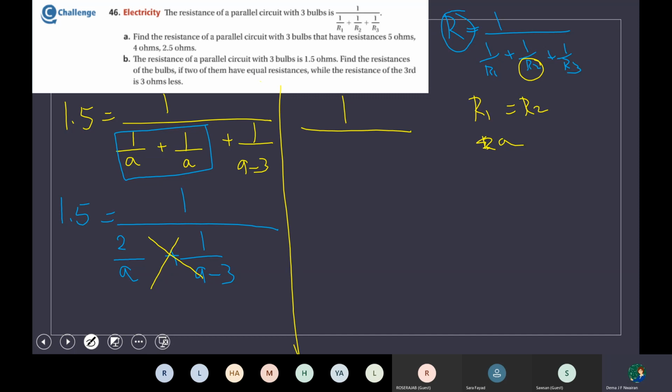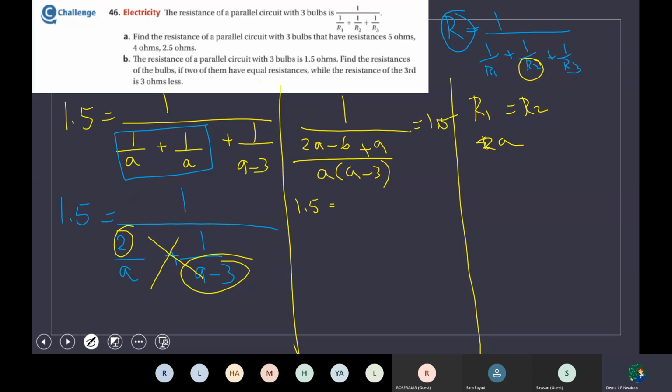So after that, here we have 1 over these 2 now. So it will be 1, now let's do the butterfly way, which is 2 times A minus 6, because I multiply 2 with A minus 3, plus A over A times A minus 3, which equal to 1.5. Then 1.5 equal. Now we say also that 1 over A over B is B over A. It's the reciprocal. So what is the reciprocal here? It will be A times A minus 3 over 2A plus A is 3A minus 6. Then here, it will be 1.5 equal A squared minus 3A.